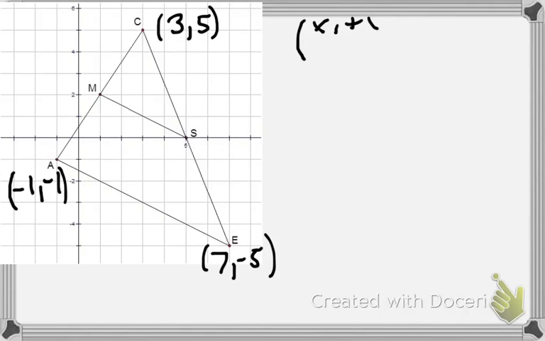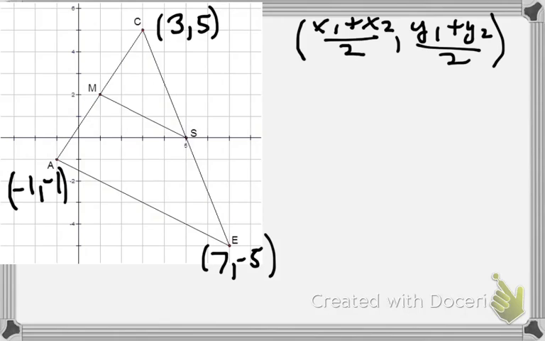Add the x's together and then divide by 2. So take the average of the x's. And the y's are the same thing. If you want the midpoint, add the y's and divide by 2. So nothing tricky there. And so if you wanted to get M and you did that work, so I'll just do M, you can do S yourself. But because this was drawn to scale, it's going to be really easy.